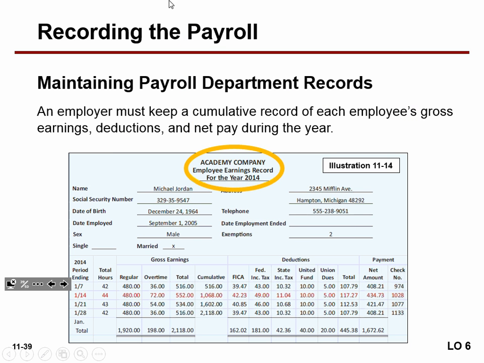Okay, as we roll into the next portion of the lecture, we've talked about how one particular employee has gross earnings and you deduct all of their deductions. Now let's take a look at how this looks from the payroll department. As noted on this slide, an employer must keep a cumulative record of each employee's gross earnings, deductions, and net pay for the entire year.